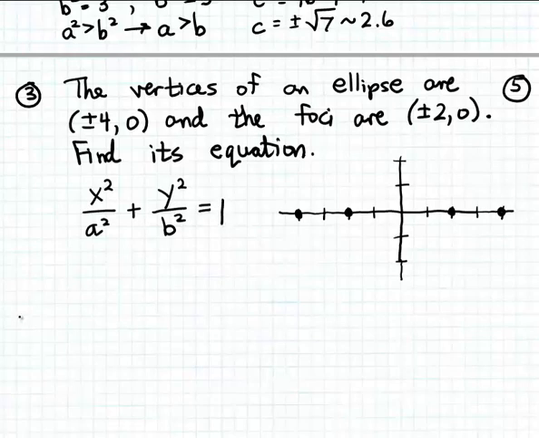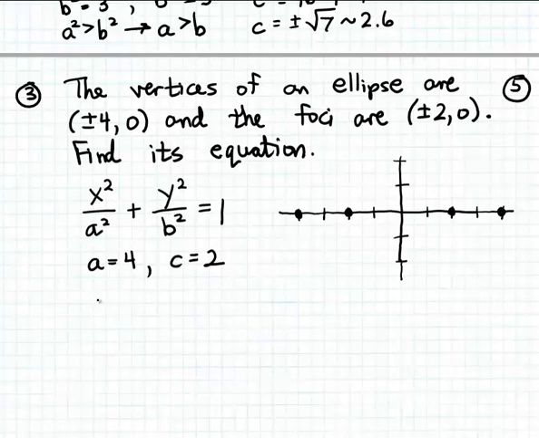That's equal to 1. And since we already know what the x-intercepts are, they're plus or minus 4, that tells us that a must be equal to 4. And since we know that the foci of the ellipse are located at plus or minus 2, that would be plus or minus c along the x-axis, then we know the value for c here must be 2.